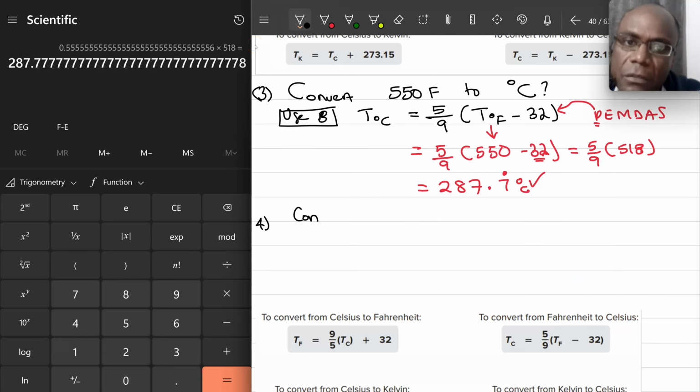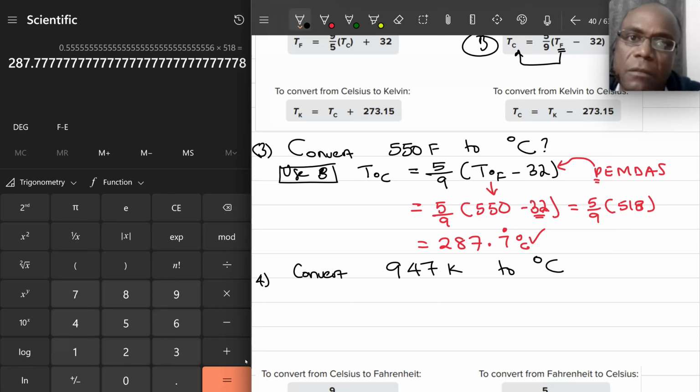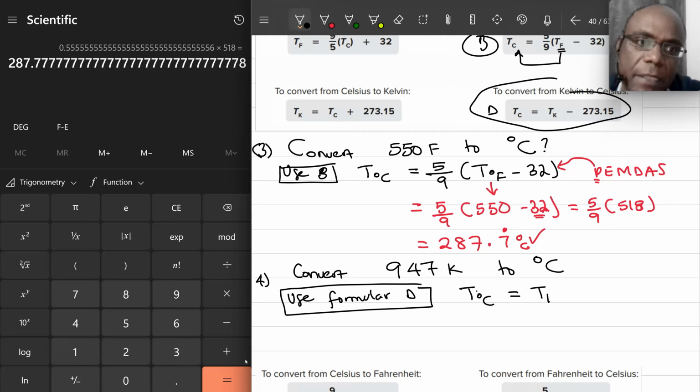This time I would like you to convert 947 Kelvin to degrees Celsius. The formula I'm going to use is the last one, D. As labeled, it reads: to get degrees Celsius from Kelvin, I take my Kelvin value and subtract 273.15. So I'm taking my 947 Kelvin and subtracting 273.15.